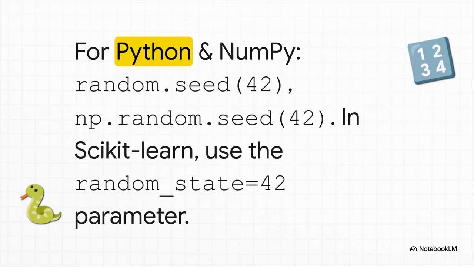And here's what that looks like in the real world. We set a seed, 42 is a classic choice, for the nerds out there, for both Python's standard random library and for NumPy. And then in libraries like scikit-learn, you pass this number directly into the functions using the random_state parameter. This one little change guarantees your train test splits will be identical every single run.